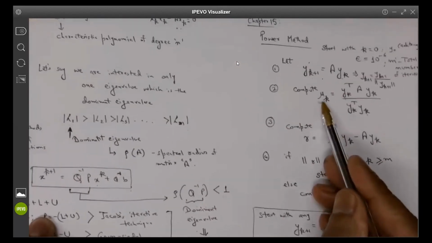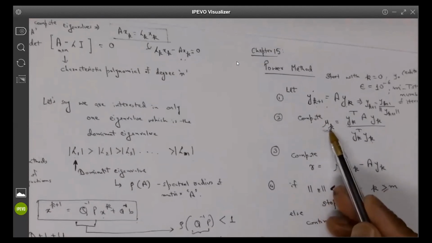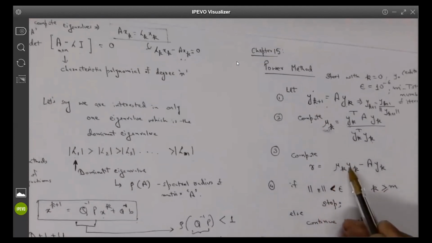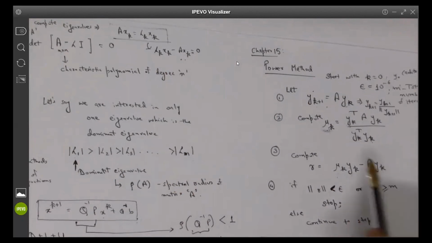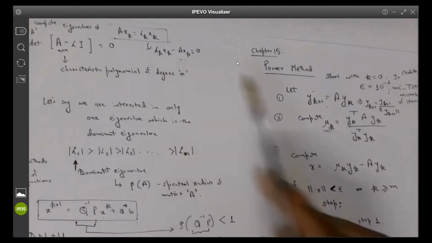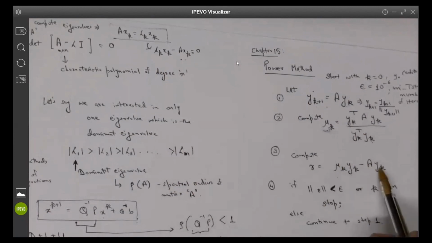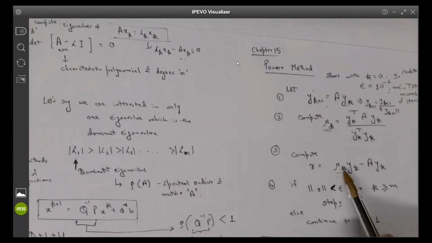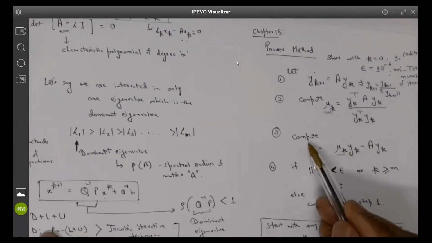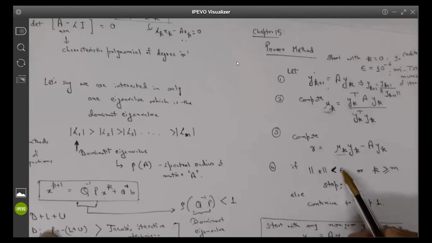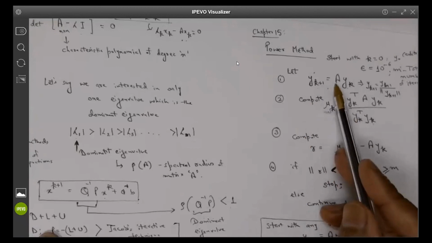So if mu k is really your eigenvalue, you have found it from the first iteration itself, then mu k times y k, that is lambda k times x k. The mu k is the eigenvalue for the kth iteration times the eigenvector for the kth iteration, minus A times y k, that is A times x k. This will be equal to 0 if I have found mu k as my eigenvalue. But that will not be the case. That means the norm of this vector will not be less than the epsilon tolerance level. I have to keep on doing this multiplication again.